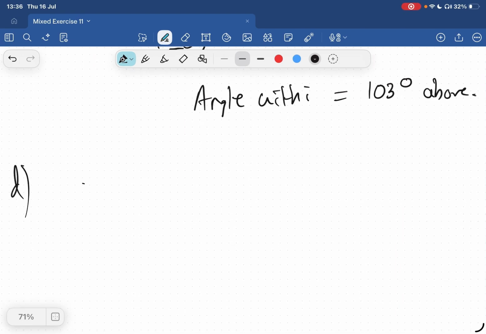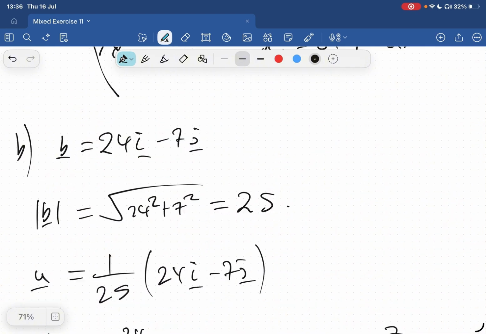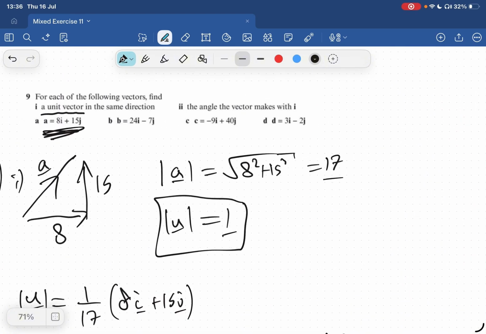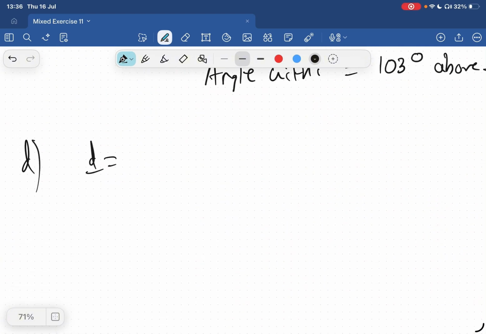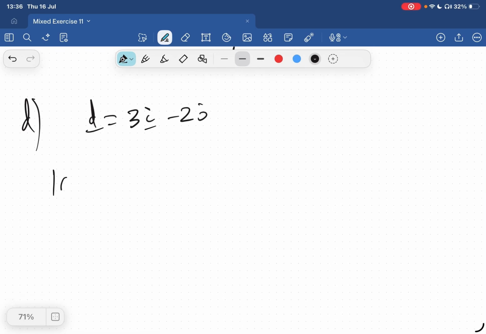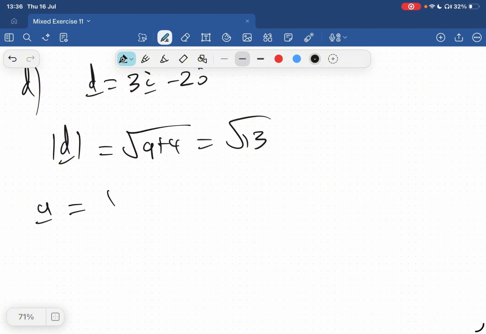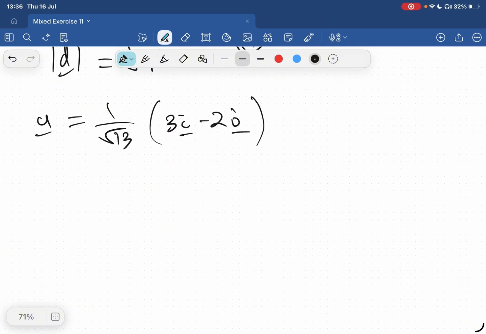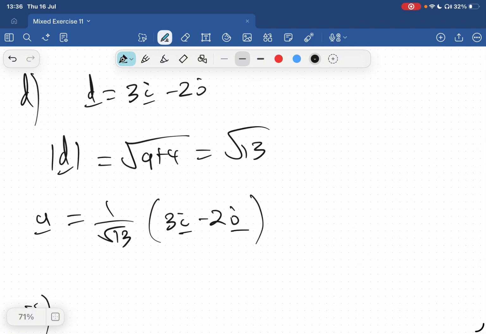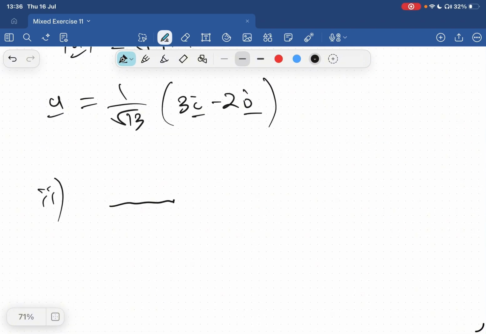Now, part D, figure out what our D vector is. We have 3i minus 2j. Yet again, we need to find the magnitude of D, which is going to be the square root of 9 plus 4, which is square root of 13. So then our unit vector is 1 over root 13, 3i minus 2j. That's our unit vector.